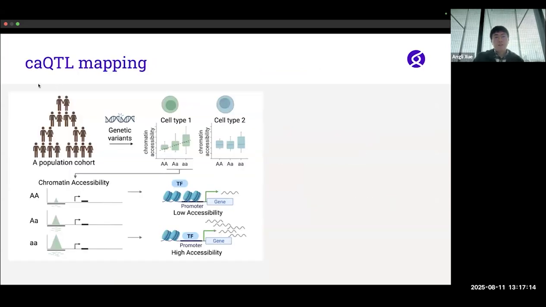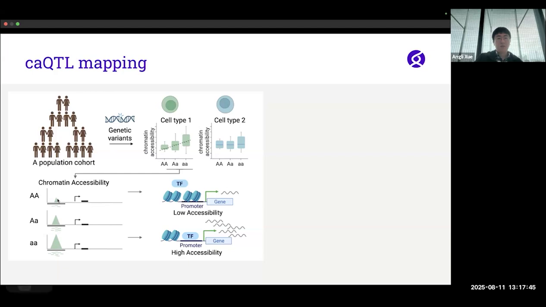So, the next important thing that we want to identify is the chromatin accessibility QTL. So what is the caQTL? If you collect a population cohort and have their genetic variants and the chromatin accessibility data, same as the eQTL, you can treat the chromatin accessibility as a phenotype and run the regression across the 3 different genotypes. And in many cases, you identify a significant association only in one cell type, but not in another cell type.